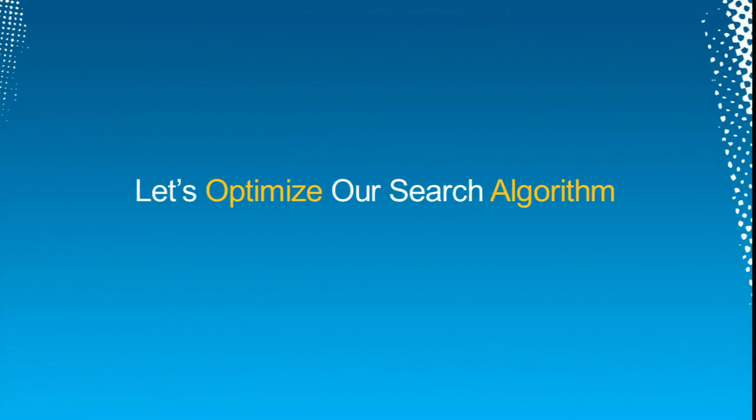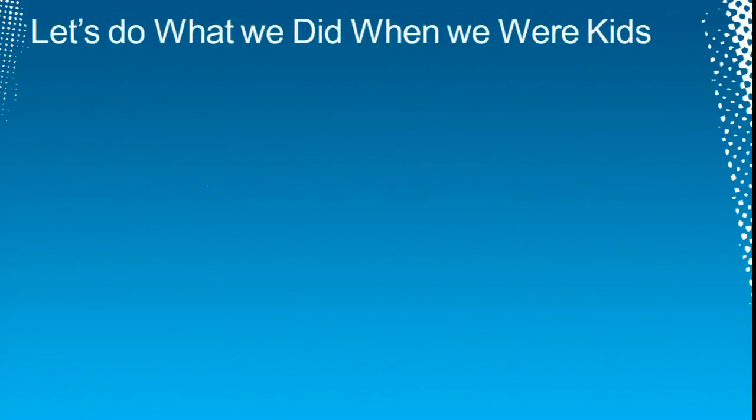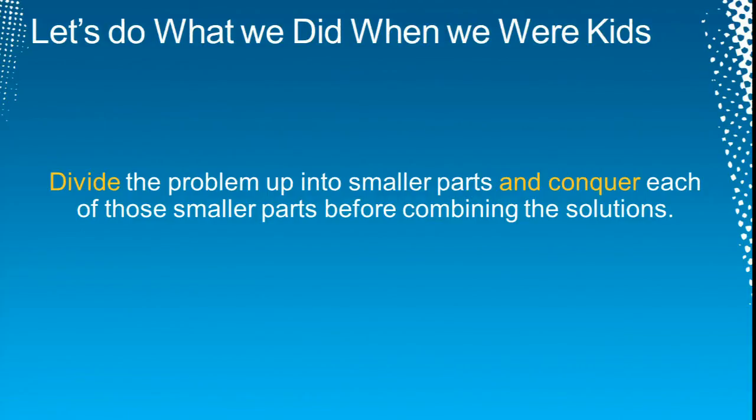So let's optimize this algorithm now. Let's make it go faster. What did we do when we were kids? Let's take the simplest possible thing. When I was 4 years old, how did I make things go faster? I divided and conquered. That is the name of the technique we're going to use, divide and conquer. I took the whole thing that needs to be done and made it into lots of little things which were easier to do. I did those preferably at the same time, and I joined everything together at the end. That is the technique we're going to use here.